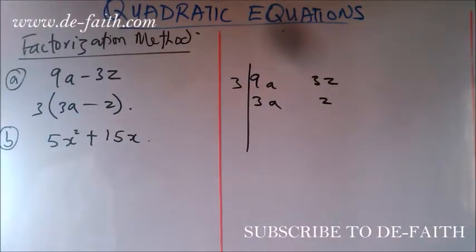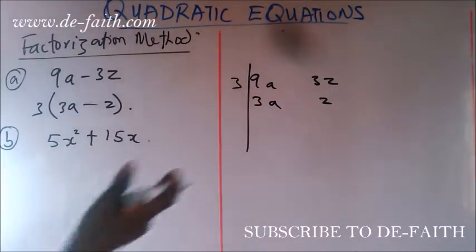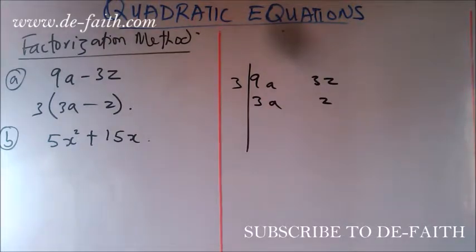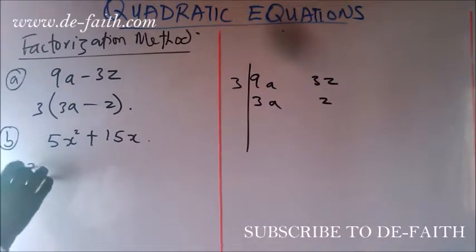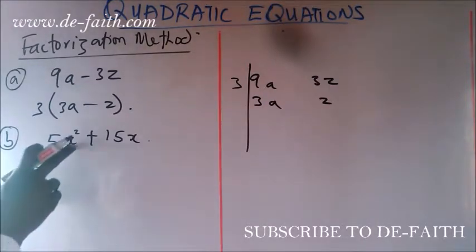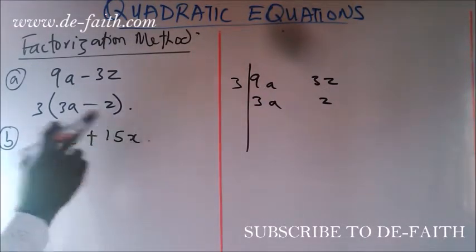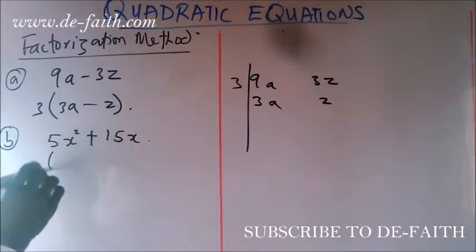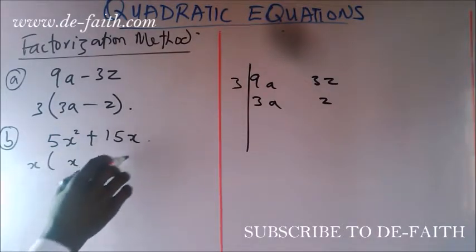To factorize b, 5x squared plus 15x. Now if we were to solve this, what do we have common here? So just as we did that of the HCF, we'll look for what is common here and then we'll bring it out. So x is common here, we could have 1x out. Here we have 2x, we have 1x. So if we take 1x from here and 1x from here, we have 1x left. And then we have no x here.